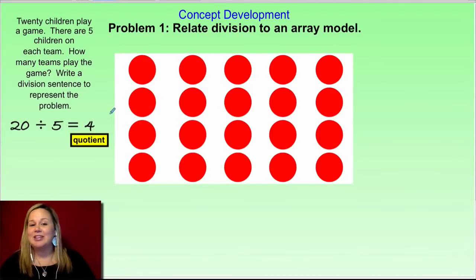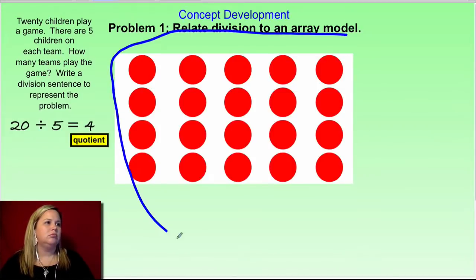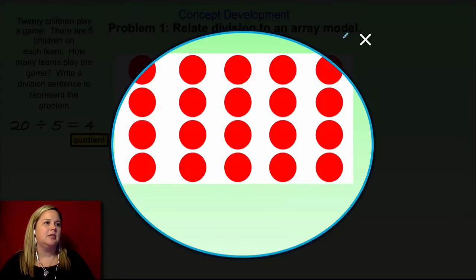So let's dive in and look at this array. Okay, so let's analyze what we see. As I'm looking at this array, I see that all together in there, we have 20 red dots. So we can go 1, 2, 3, 4, 5, 6, 7, 8. We'll just double check. 9, 10, 11, 12, 13, 14, 15, 16, 17, 18, 19, 20. Okay, so we have our 20.